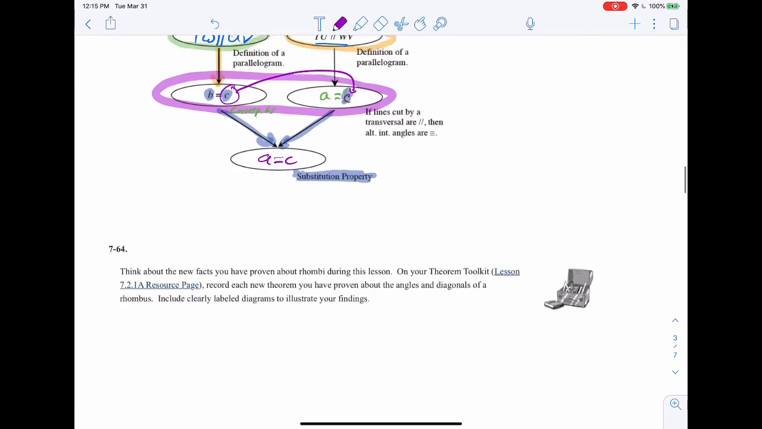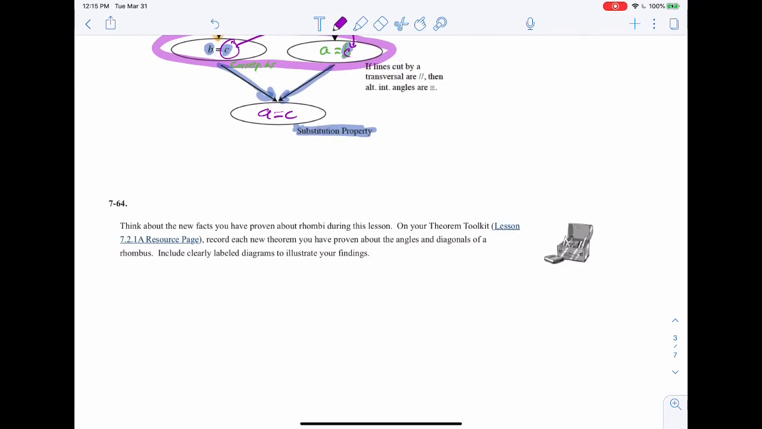Now, for the closure of this problem, it simply says to add these things that we've identified about rhombi to our toolkit. Well, you've already done that, so you are done with lesson 7.2.2.